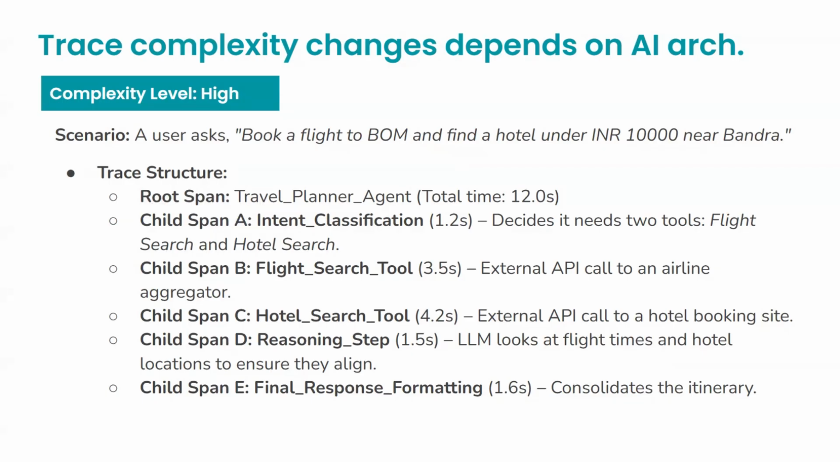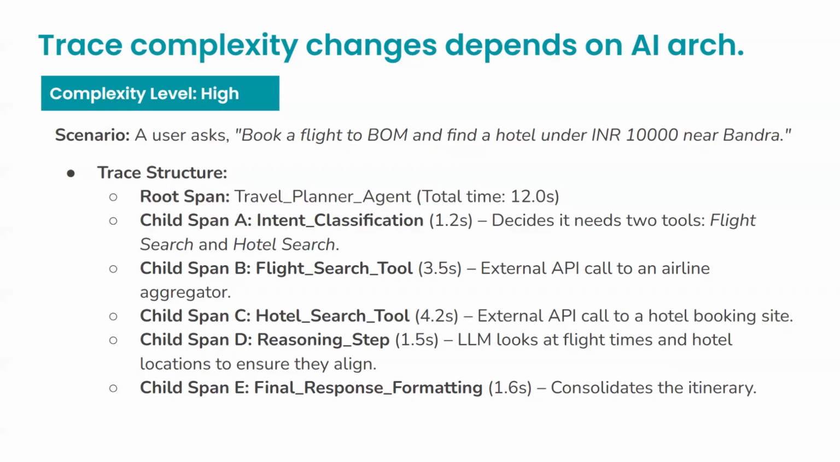Now comes child span B, which is the flight search tool. It takes approximately 3.5 seconds. This is an external API call to an airline aggregator. Notice that this is no longer an internal computation. We are now dependent upon third-party latency and reliability.